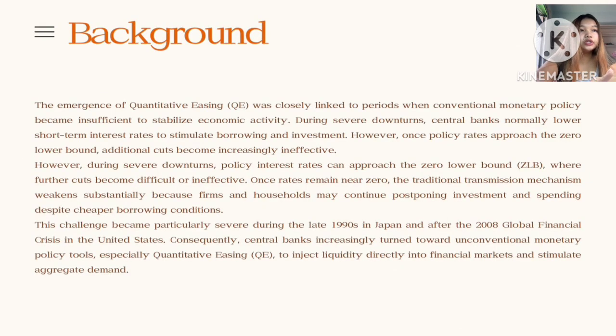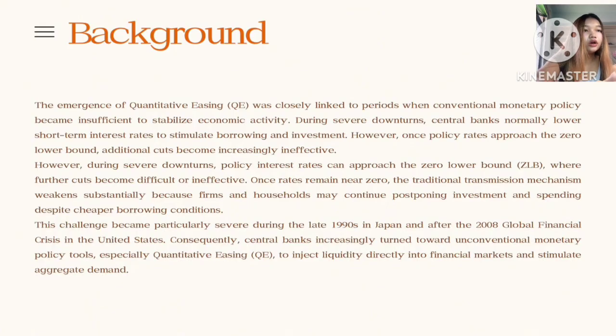To understand why QE emerged, we first need to understand the limitations of conventional monetary policy. Under normal economic conditions, central banks stimulate the economy by lowering short-term interest rates, lowering borrowing costs, and encouraging firms to invest and households to consume more, increasing aggregate demand. However, during severe economic downturns, interest rates can approach what economists call the zero lower bound. At this point, further interest rate cuts become increasingly ineffective. Firms may still hesitate to invest, and consumers may remain pessimistic despite lower borrowing costs.